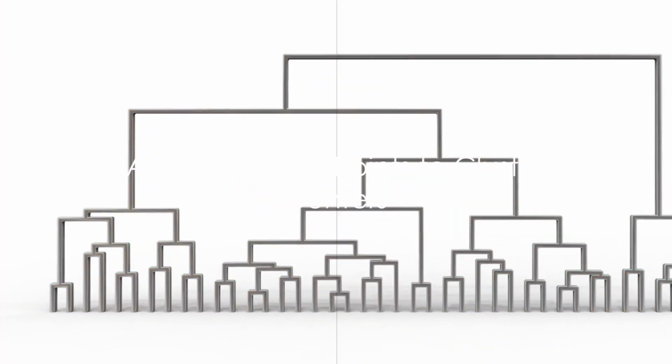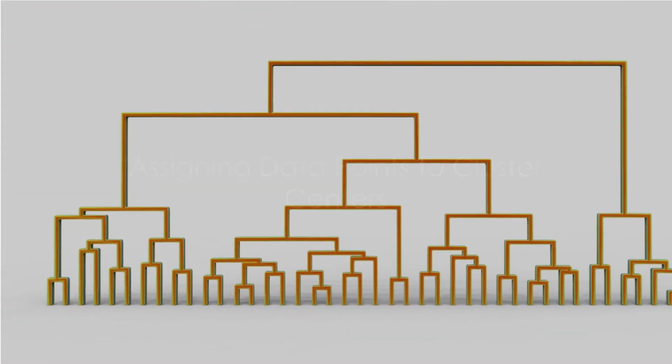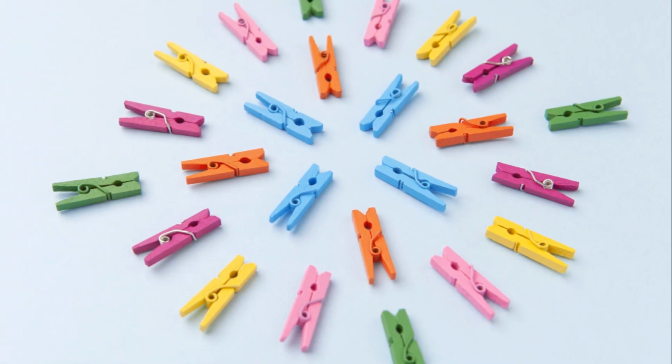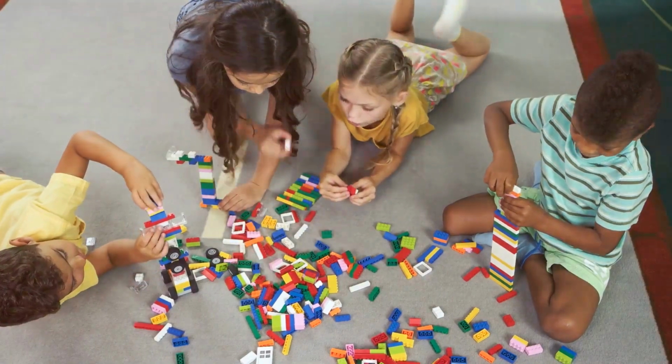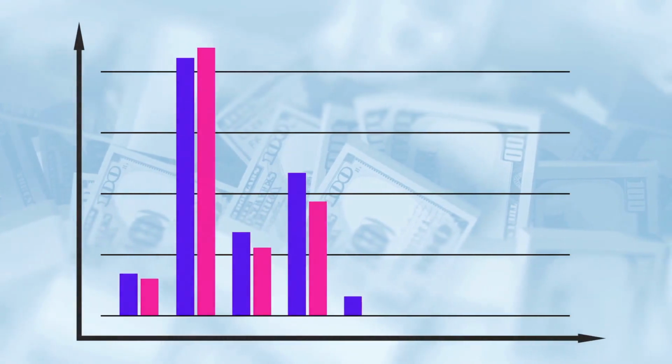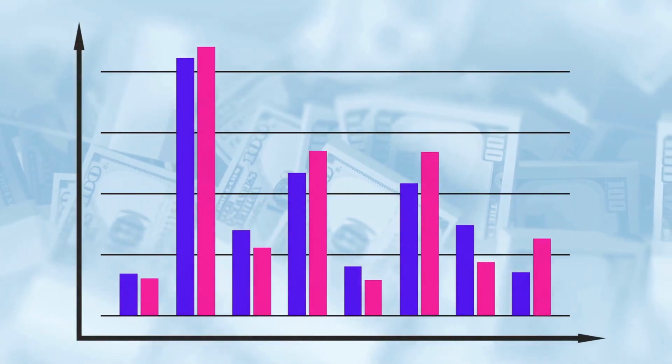Next, the algorithm assigns each data point to the nearest cluster center, based on some measure of distance. Think of it as each toy gravitating towards the team captain, or cluster center, it resembles the most. The centers then move, or update, to the average position of their assigned points. This process repeats until the centers no longer move significantly, and the teams or clusters become stable.